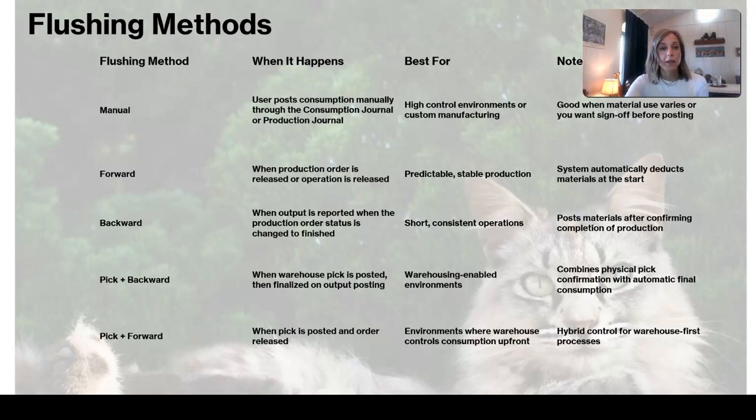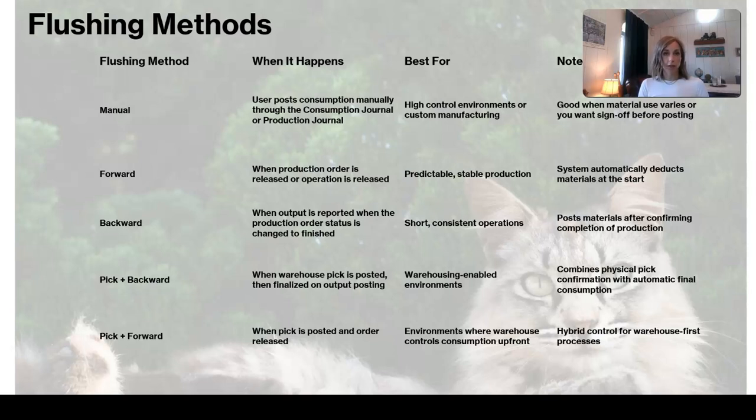So the flushing methods, what are they? In terms of the item cards, you have a flushing method set. Your options would be manual, forward, backward, pick and backward, pick and forward. In a manual scenario, a user will use the consumption journal or the production journal to indicate how much inventory they want to decrease out of their location and bin.